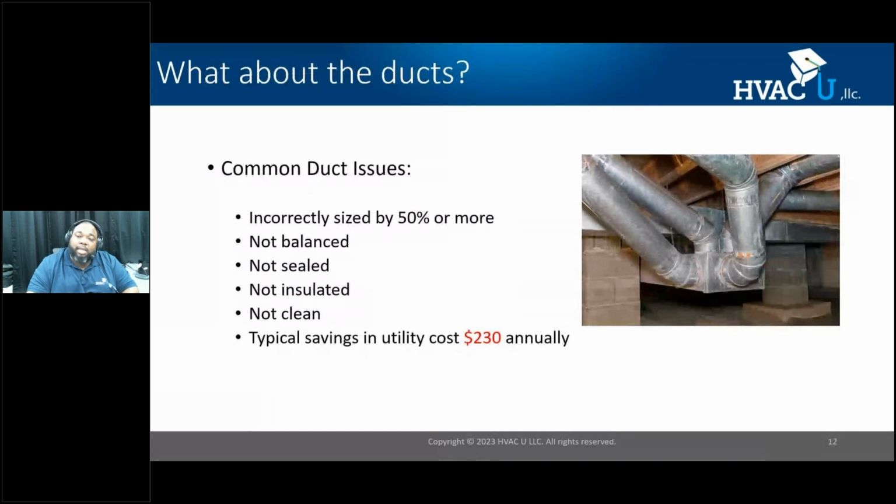So some common duct issues that we found: they were grossly undersized comparative to the equipment that was connected to them. We also discovered that they were not balanced, they were not sealed, they were not insulated if they needed to be, they were not clean, and when we crunched our numbers, they added about $230 annually to the utility bills that customers pay.